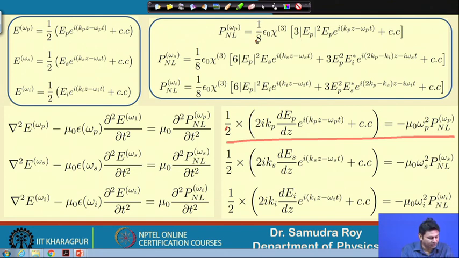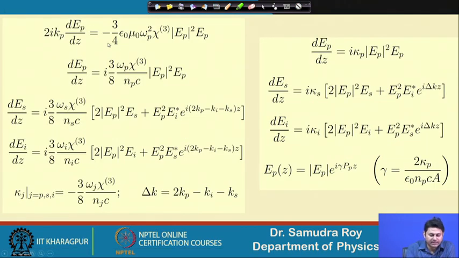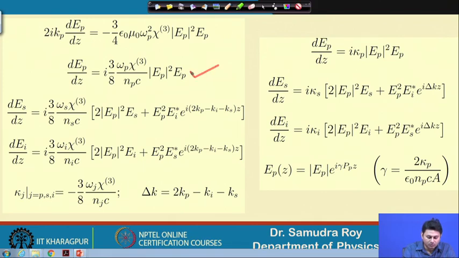So eventually you have a 3 by 4 term here. If you look carefully, we are getting a 3 by 4 term with a negative sign, mu 0 epsilon 0 omega p square chi 3 as usual, and apart from that we have Ep, mod Ep square, and this is phase matching. The phase matching is automatic. So, the exponential term will not be here, as it cancels out from both sides. This leads to an expression like this. This is the equation of the pump.